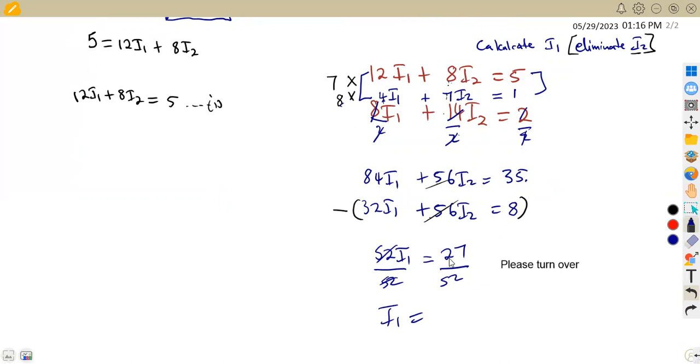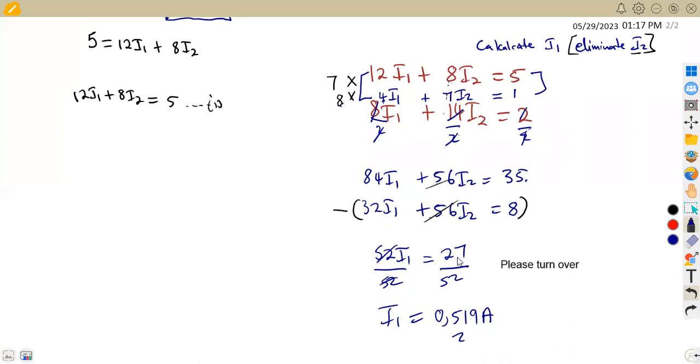So 27 divided by 52 as a decimal, we obtain 0.5192 and so on. If you round to 3 decimal places, this will be 0.519 amps. So remember, it's current.